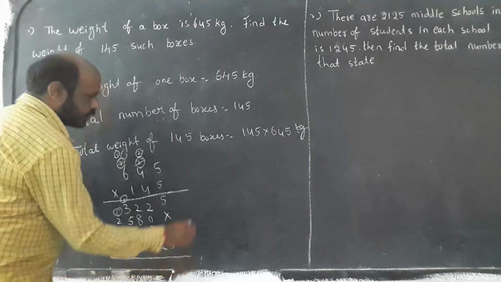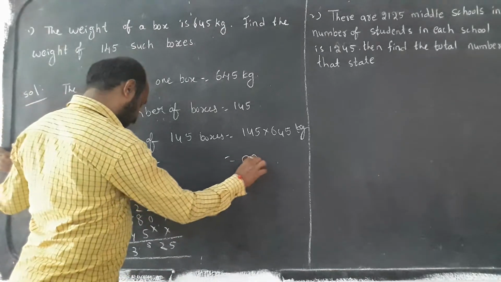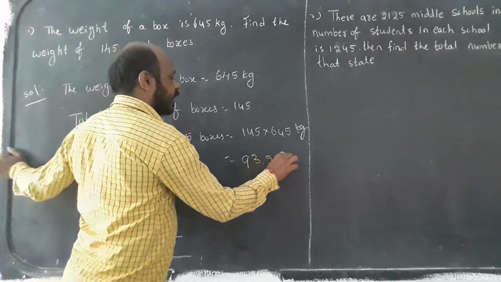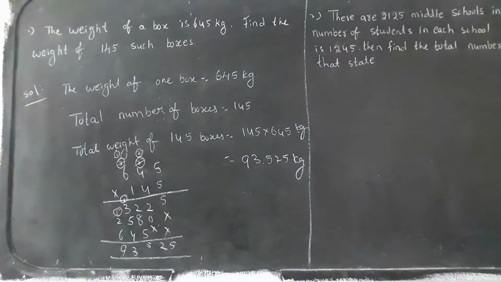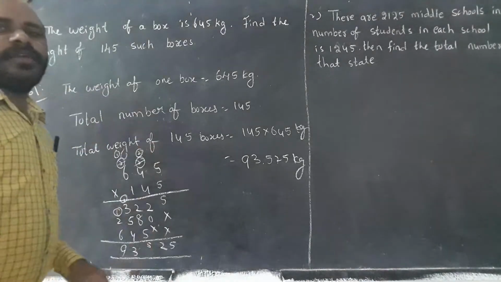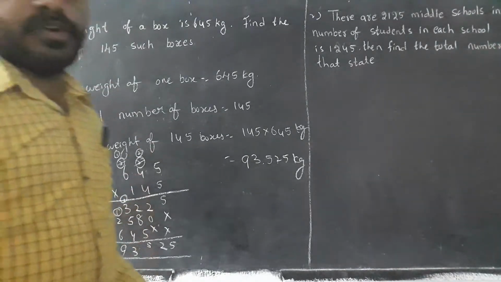Total how much did we get? 93,525 kgs. Total box weight is equal to how much we got? 93,525 kgs. See, it is very easy to solve these word problems.